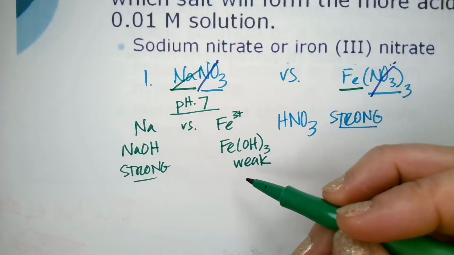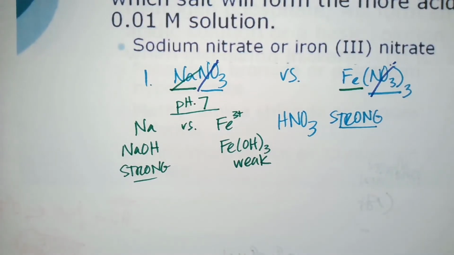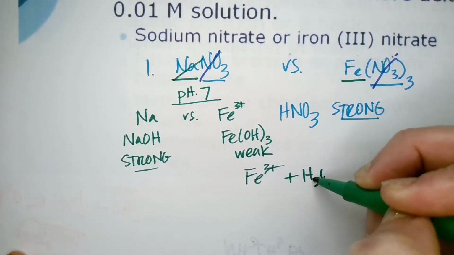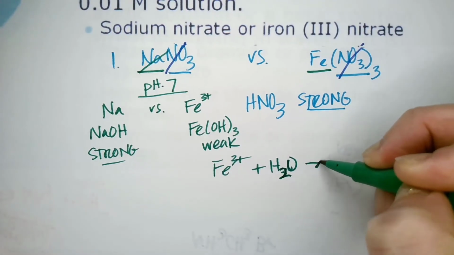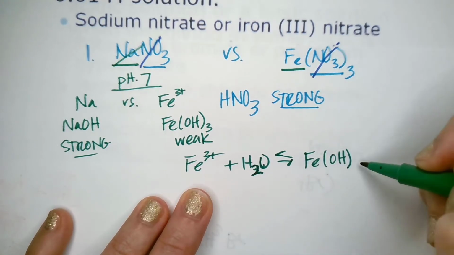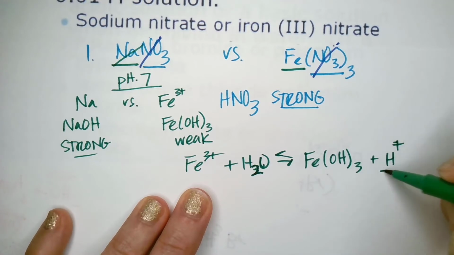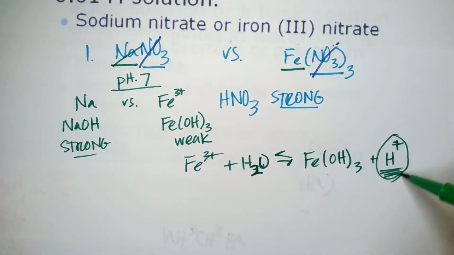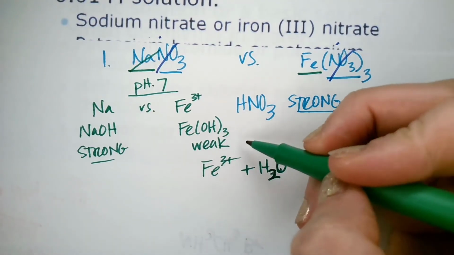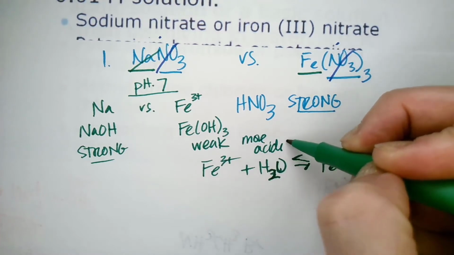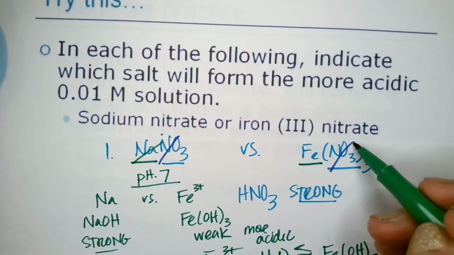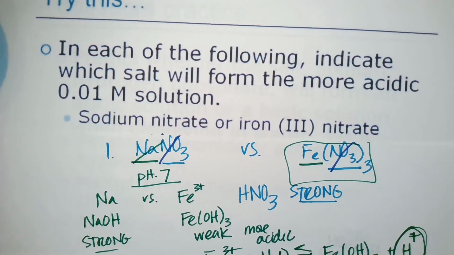And so we know that when Fe3+ goes through hydrolysis in H2O and forms Fe(OH)3, it's making those acidic protons. So yes, this is making it more acidic. And our question is asking us, which one will form the more acidic solution? Our iron nitrate will.